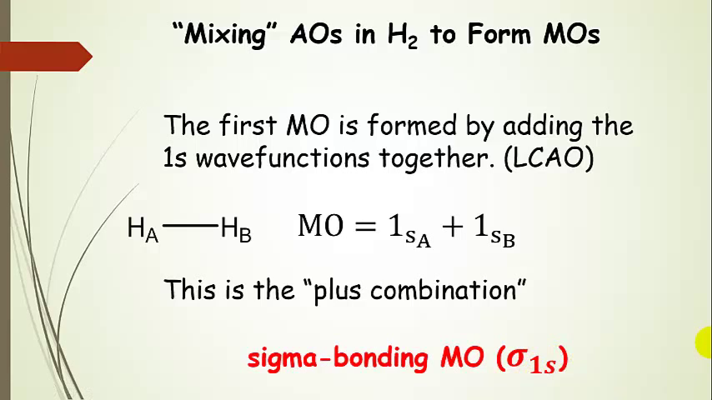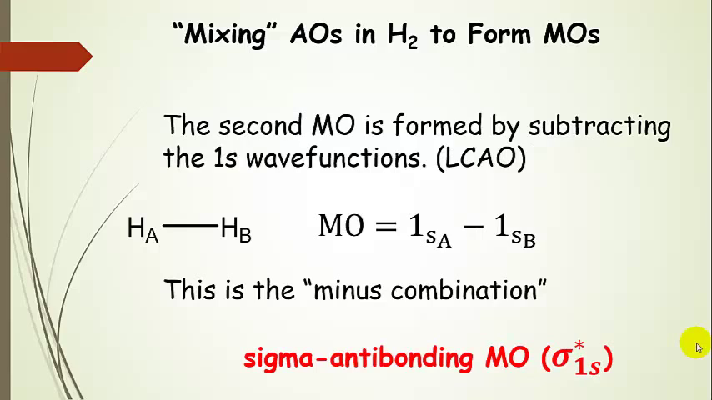Now, the second molecular orbital is formed by subtracting the wave functions. We take the first 1s and subtract the second one in the so-called minus combination. From this operation, we get the sigma anti-bonding molecular orbital. The symbol for that is, again, a sigma, with a star, which indicates anti-bonding, and then the subscript 1s, which tells us which atomic orbitals were mixed to form this.